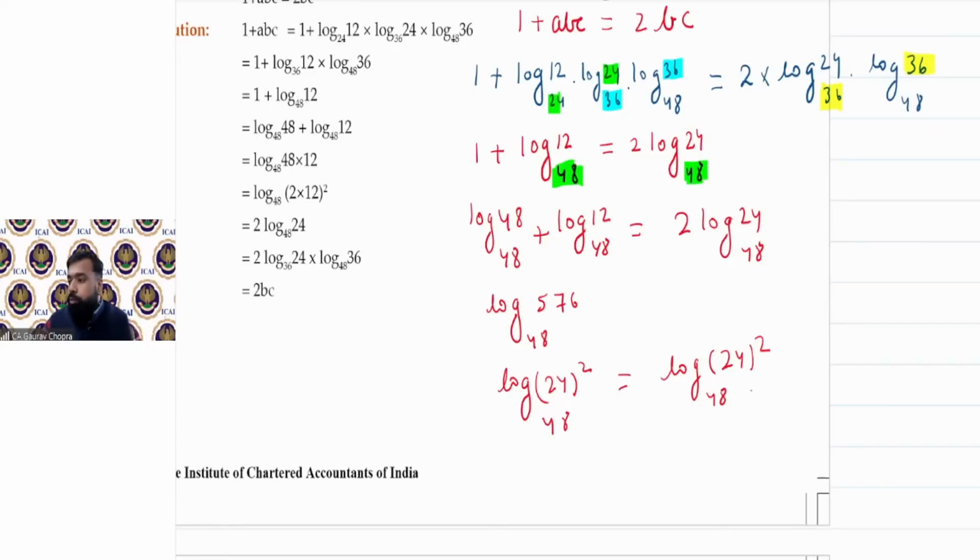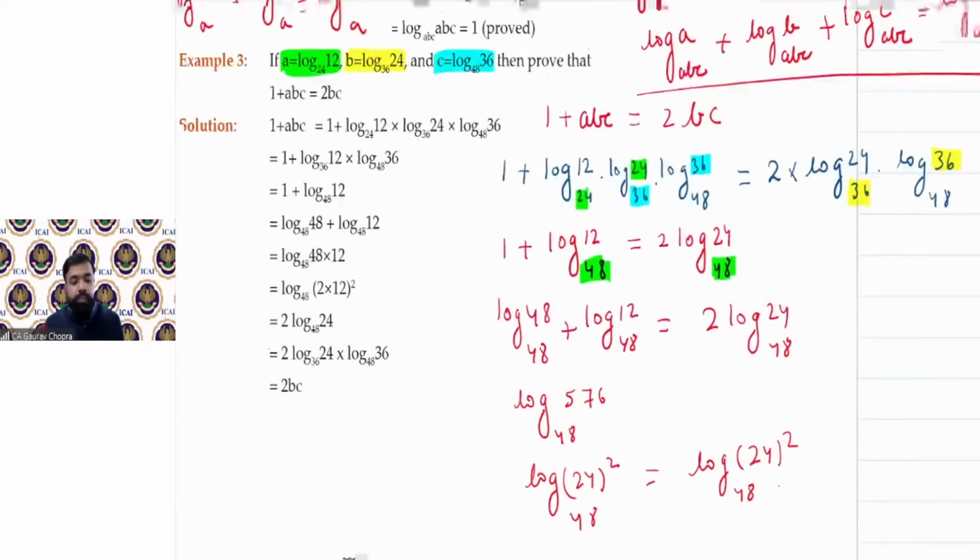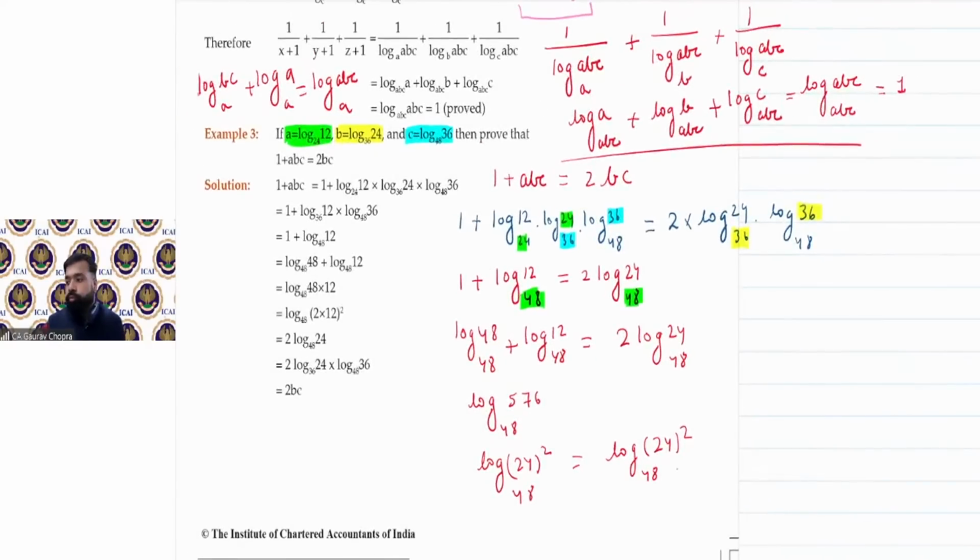One is asking, how many hours should maths be studied? See, your self-study should be around 2 hours on regular basis. Whether it is math, stats, or logical reasoning, at least 2 hours you have to study on regular basis and always revise the formula on daily basis. All right. So this was example number 3.